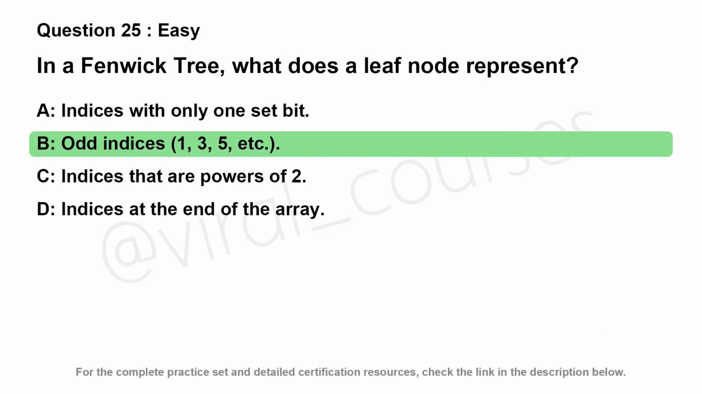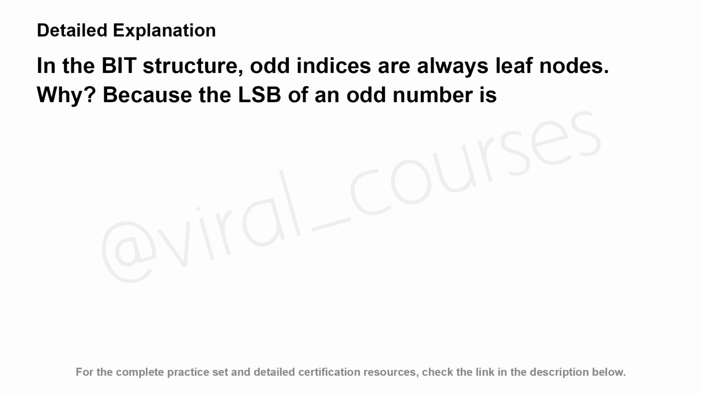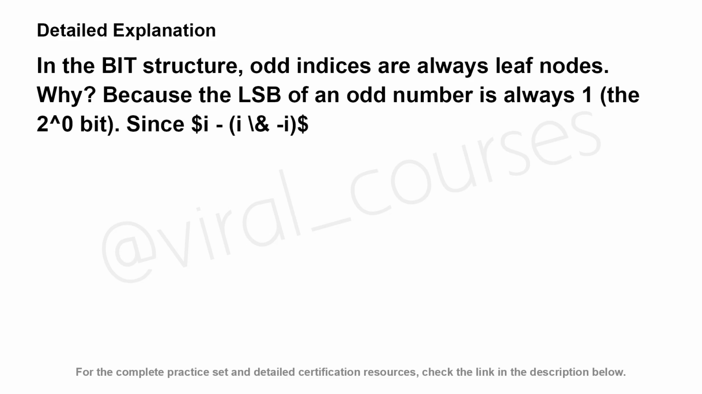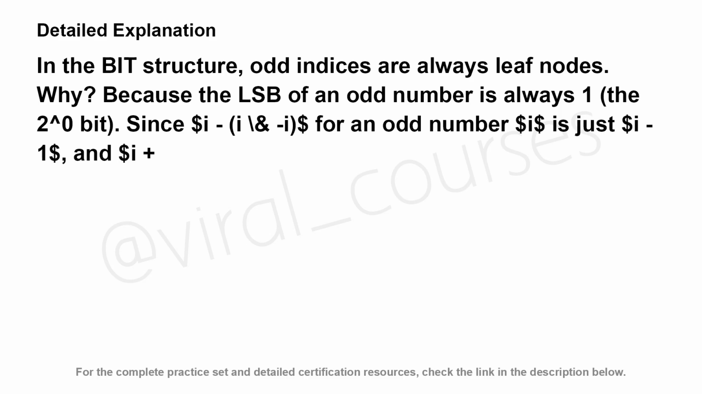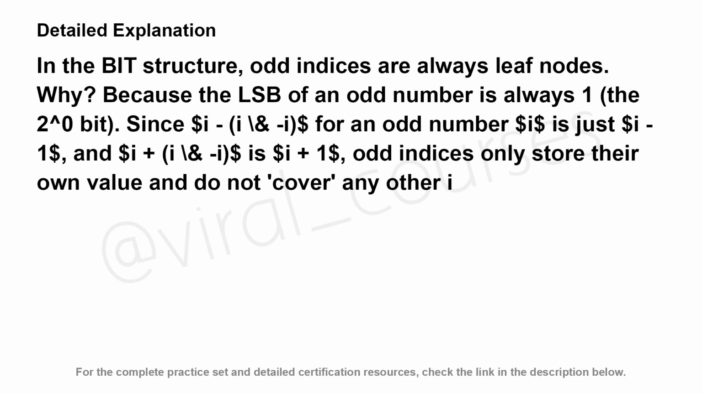The correct answer is B. In the BIT structure, odd indices are always leaf nodes. Why? Because the LSB of an odd number is always 1, the 2^0 bit, since i & -i for an odd number i is just 1. And i + (i & -i) is i + 1. Odd indices only store their own value and do not cover any other indices below them.